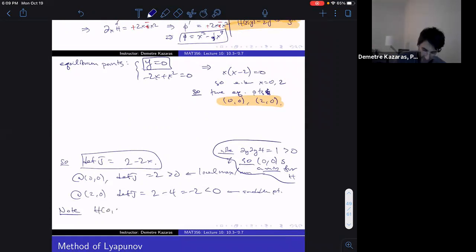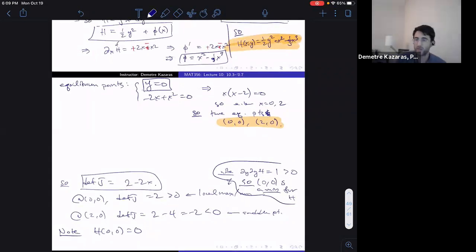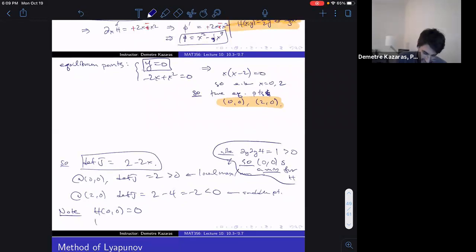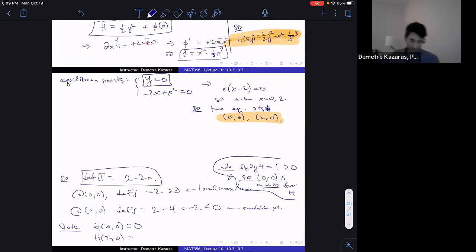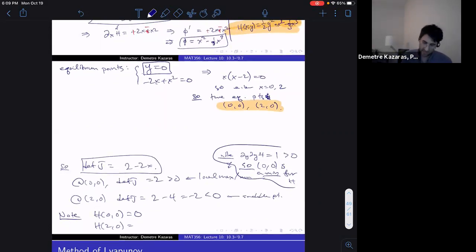Notice, first of all, h at 0, 0 is 0, since there's no constant term in h. You plug in 0 for x and y, you get 0. And h at 2, 0, what is that? That's when you plug in 2 for x, and you get 4 minus 1/3 times 8, and that is 12/3 minus 8/3, so that is 4/3. Okay, and we got a saddle point there.